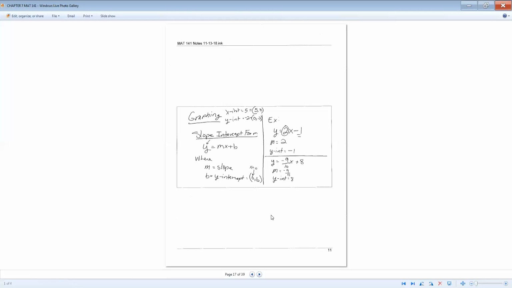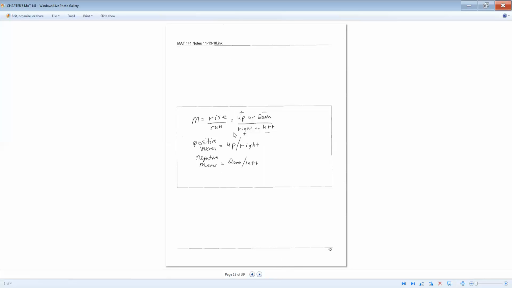And remember, if it's your y-intercept, that means the coordinates of your y-intercept would be 0 for x, and then that number. So if we have 2x minus 1, that means the number sitting in front of x is your slope, which is 2. -1 is your y-intercept. If I have -9 over 10 x plus 8, that means -9 over 10, which is attached to x, is your slope. Your y-intercept is 8.